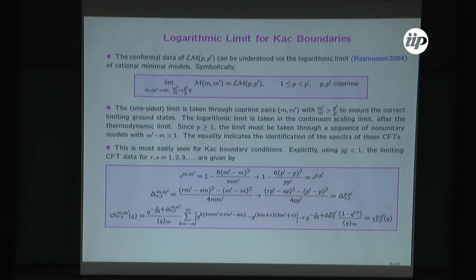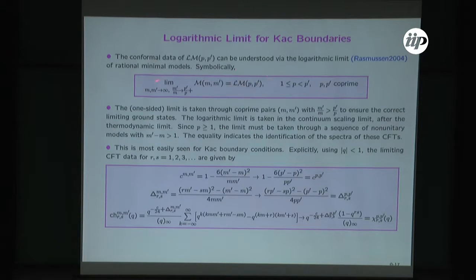Let me try to explain the relation between what we're seeing here and rational minimal models, height models. It's most easily seen in the context of the Kac boundaries. So let's go back to the Kac boundaries. You can start with the minimal models, and you can take a limit where m and m prime go to infinity. Of course, you need to take this limit through m and m prime that are coprime at each step. You can take the limit so that m prime on m approaches p prime on p, and for technical reasons we need to take that limit from above to maintain the correct ground states for these systems.